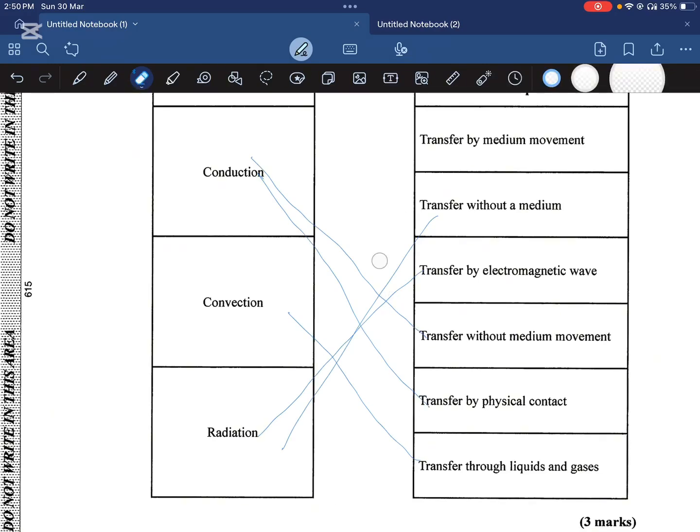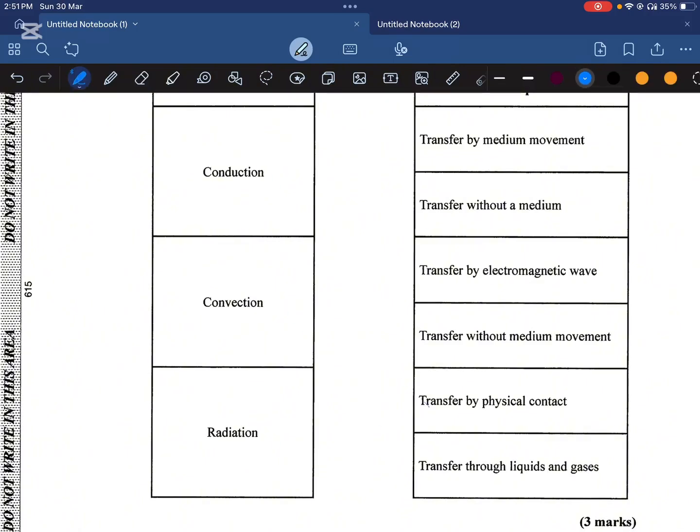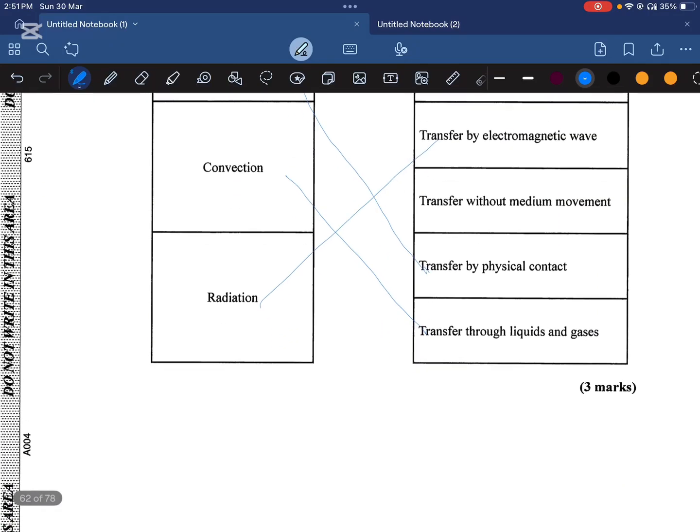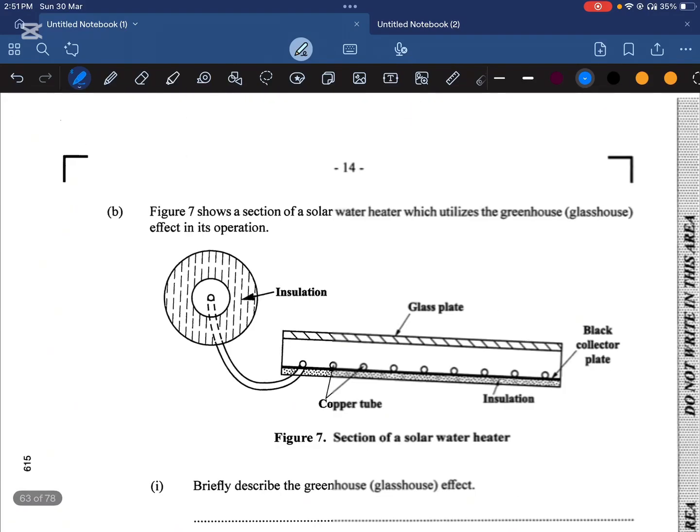So if we erase, let's use the best option for each, and we're going to go with conduction being by physical touch, radiation by electromagnetic waves, and convection through liquids and gases.